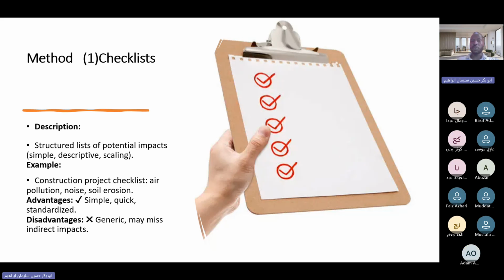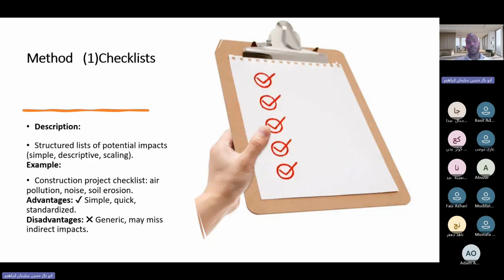As I mentioned, for method one, we are using the checklist method. We are structuring the list of potential impacts of that project. Like when constructing the checklist, you can see this project is going to affect air pollution, noise, and soil erosion. Then you can compare the advantages and disadvantages. Which one is better? Is establishing the project good, or is stopping that project good? After doing the list, we can list the risks of that project.